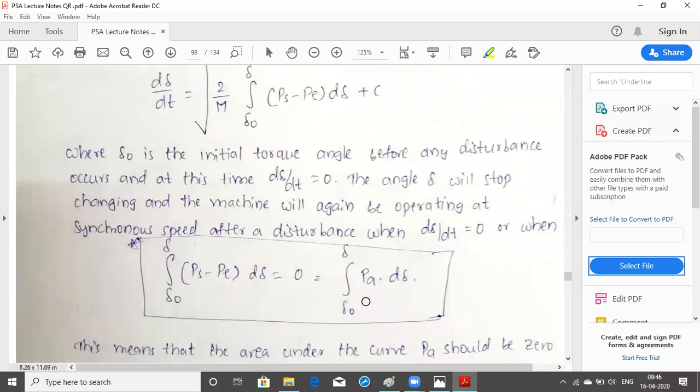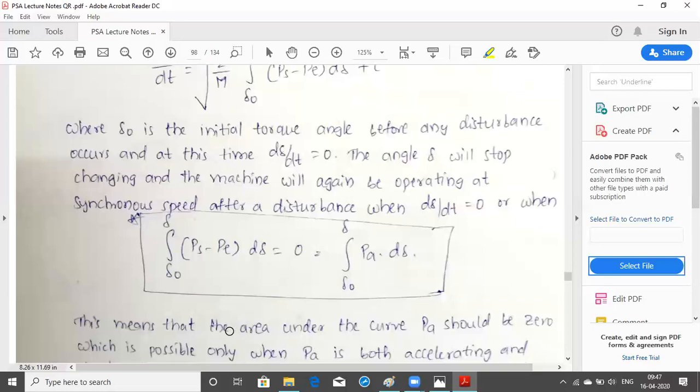What is Ps minus Pa? It is nothing but the accelerating power. So the integration from the initial angle to the new angle of Pa into d delta is 0. This says that the area under the curve of accelerating power is equal to 0. That is nothing but the equal area criteria. I'm saying that the area under the accelerating power should be equal to 0, and only then do we call this method the equal area criteria method.